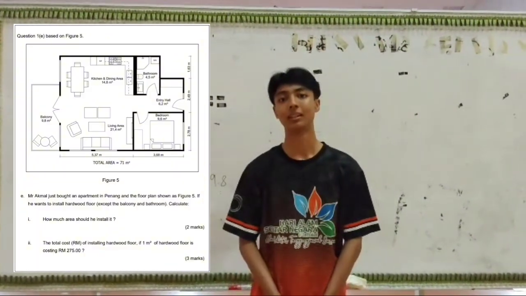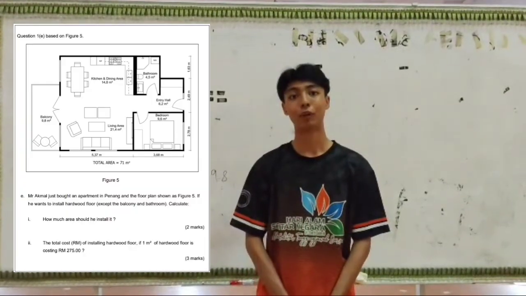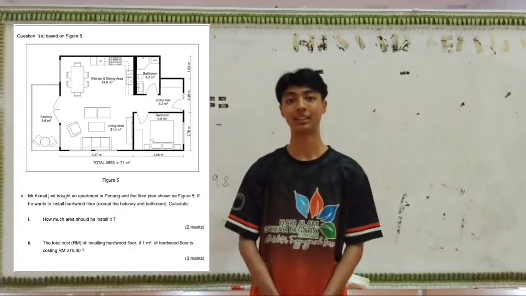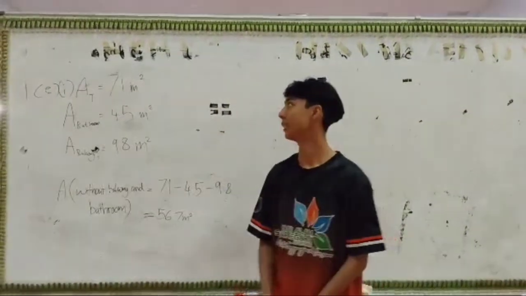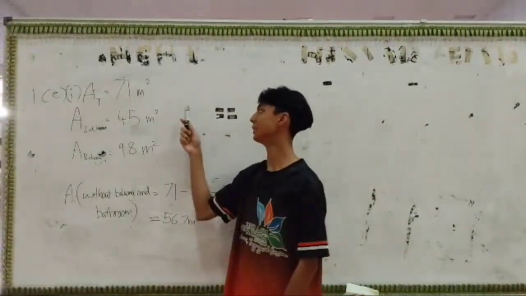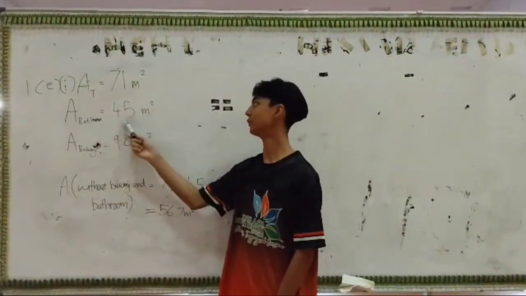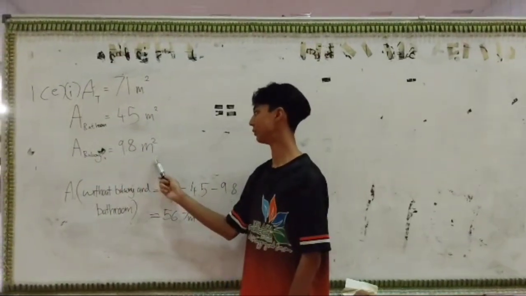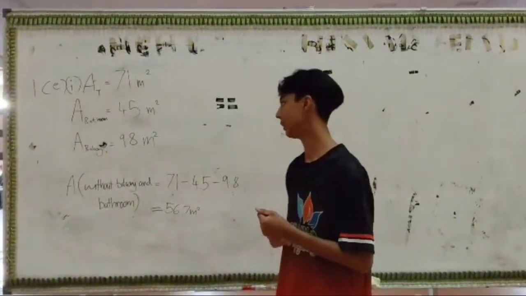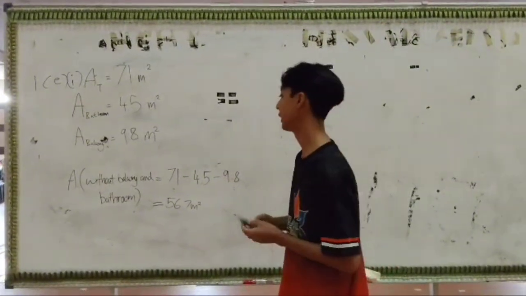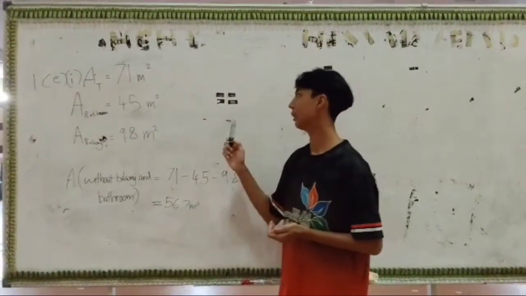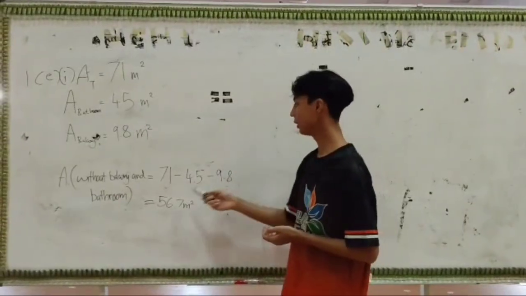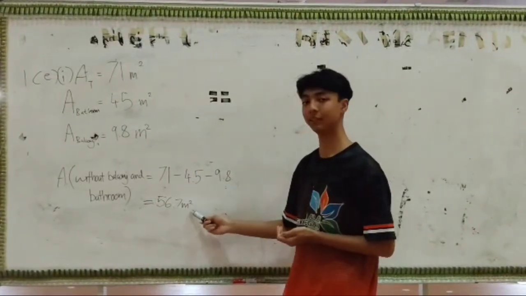Alright, so for question 1E, it shows the floor plan of an apartment that Mr. Akmal just bought. We want to find the area of the hardwood floor, which excludes the bathroom area and the balcony area. We were given the total area, which is 71 meters squared, the bathroom area, which is 4.5 meters squared, and the balcony area, which is 9.8 meters squared. To find the area of the hardwood floor, you can just subtract the bathroom area plus the balcony area from the total area, which gives 56.7 meters squared.